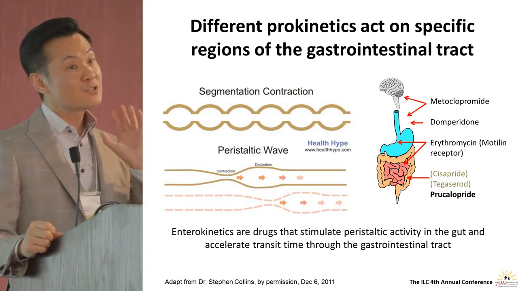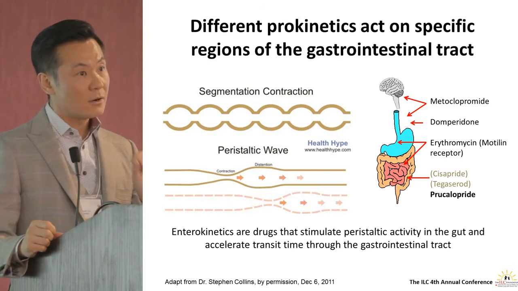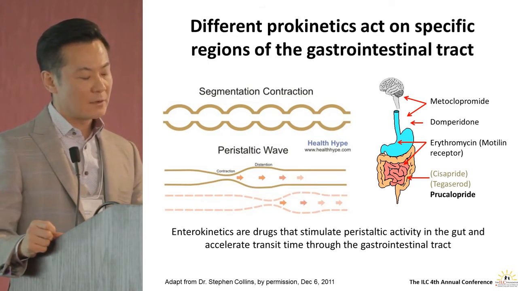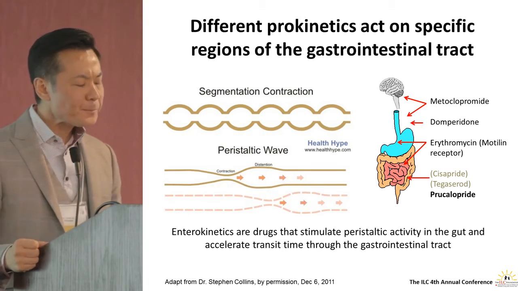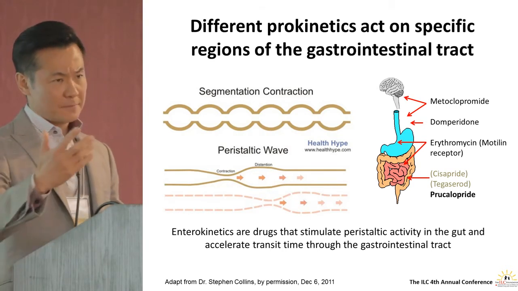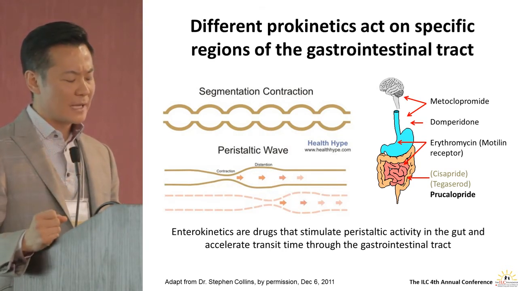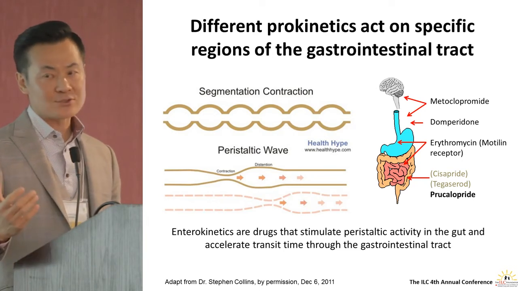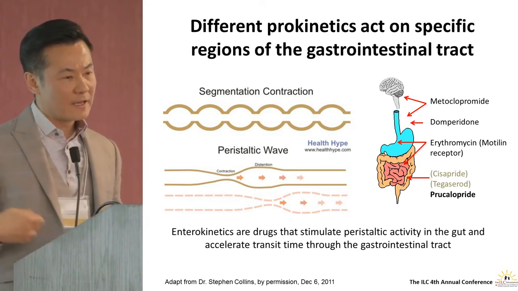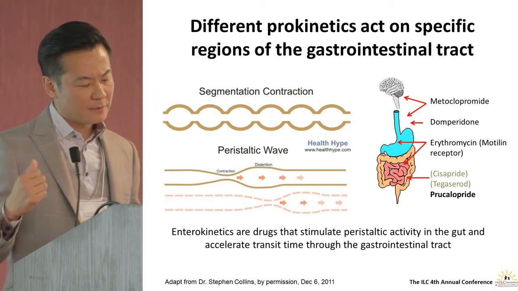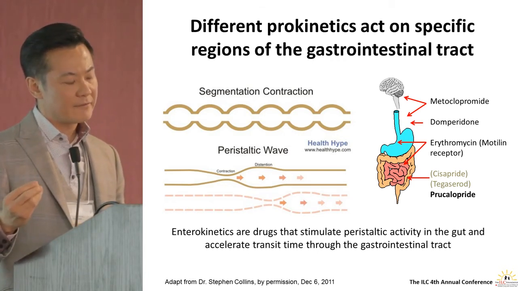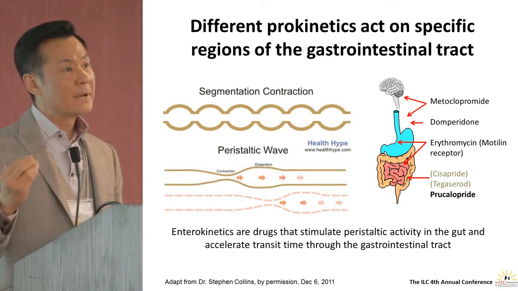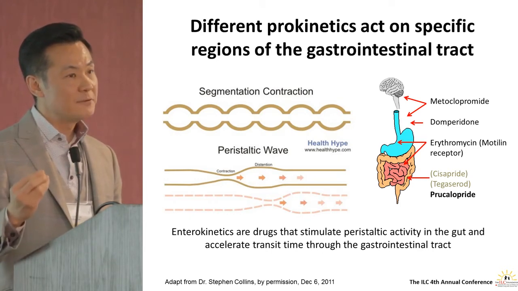As a prokinetic drug nowadays, the only one we have is prucalopride. It is a 5-HT4 receptor agonist. In the past, for those who have been around a bit longer, you would have heard of cisapride and tegaserod. They are not available right now because of the cardiovascular side effect. Prucalopride has no documented cardiovascular side effect. It is a good prokinetic, but it's also a full 5-HT4 agonist.